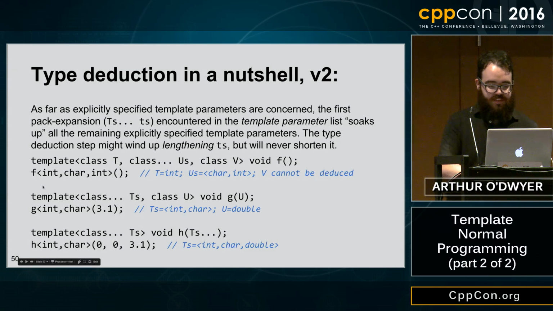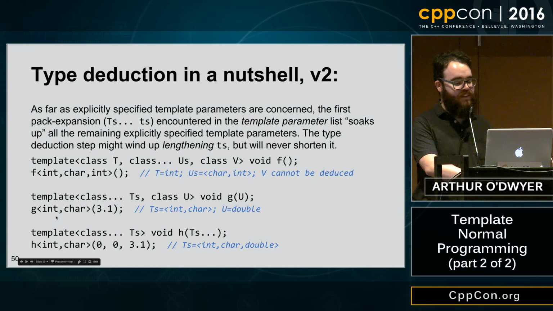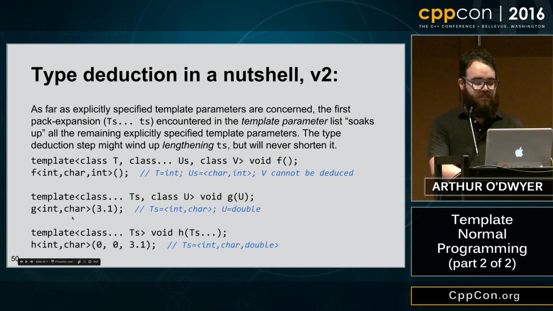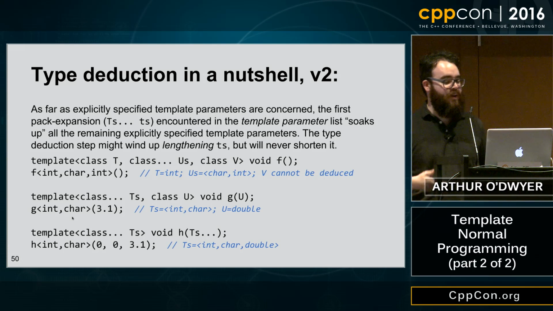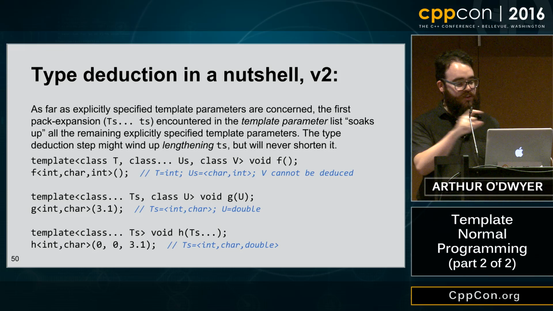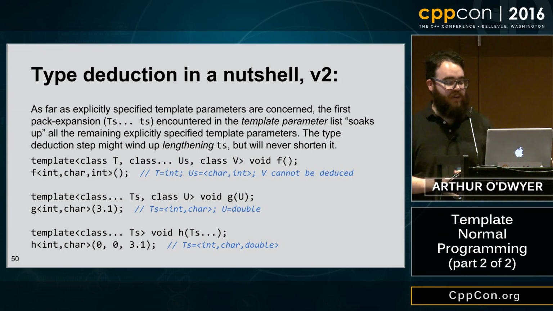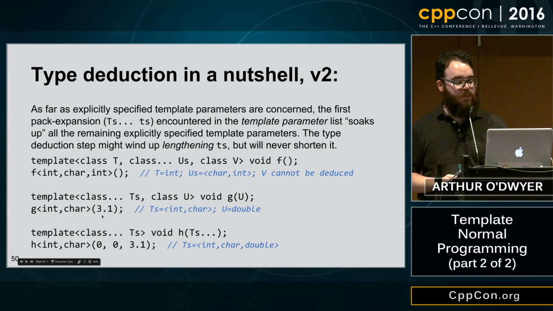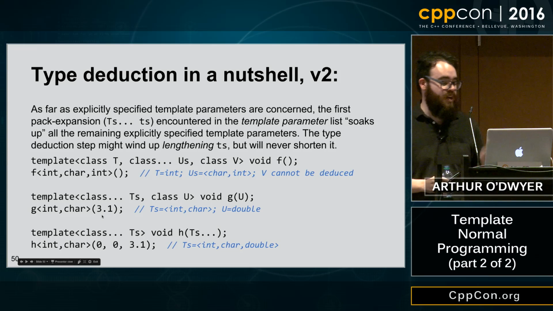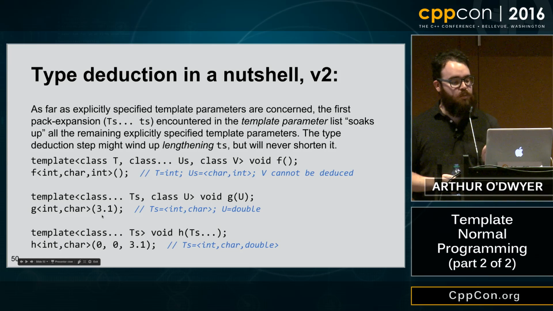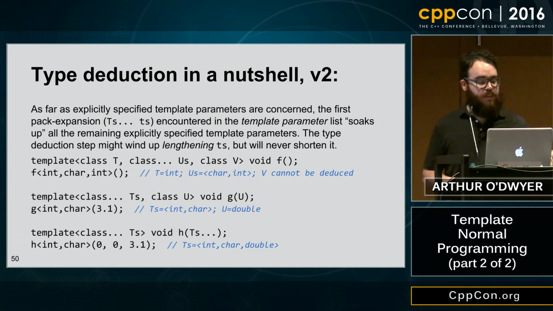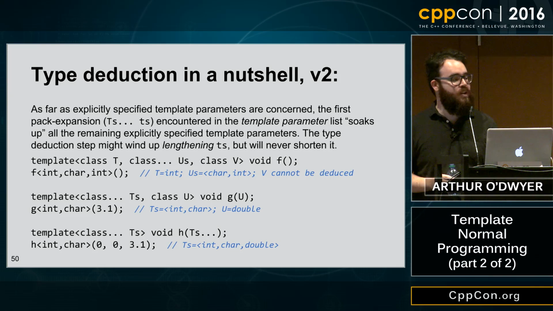In the second case, t's starts out with int and char, and that's all we know from the template parameter list in the angle brackets. So then we look and say, we have one function parameter, and it's a double, so u must be double. And then we're done. We have completely deduced everything there is to say about this function, and so it works.